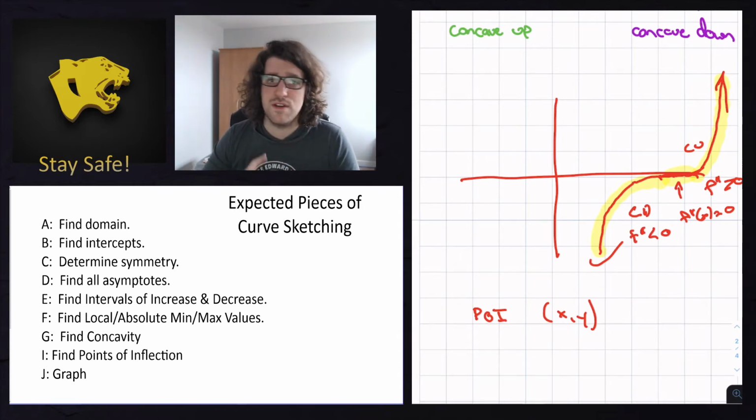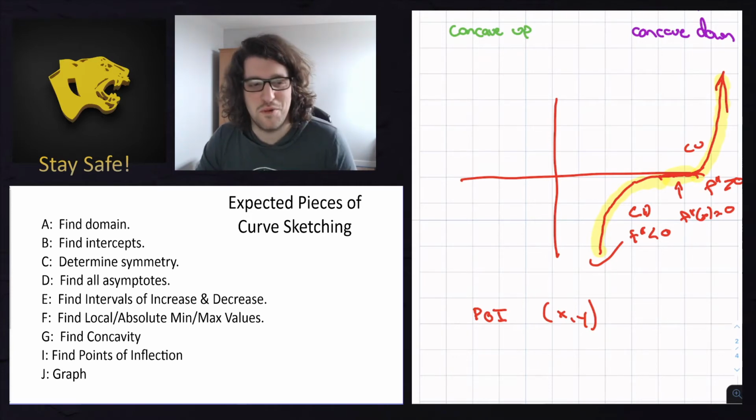Symmetry, odd, even, neither, not calculus. Find all asymptotes, generally not calculus, although you can use limits to describe asymptotes, so you could argue that it's hand in hand with calculus, and especially because you can evaluate some limits using L'Hopital's rule. So that one maybe you could if you wanted to.